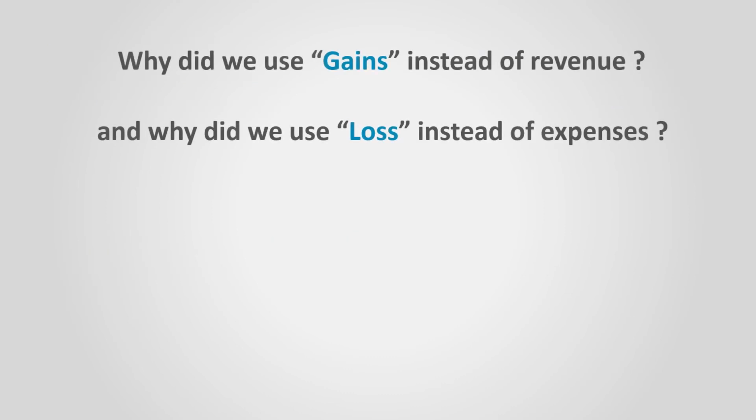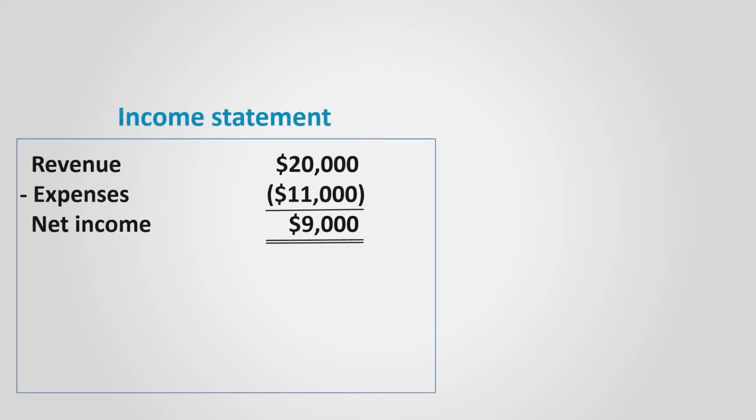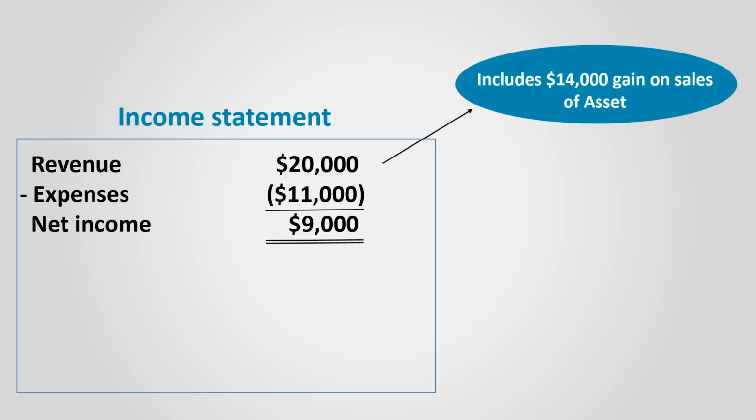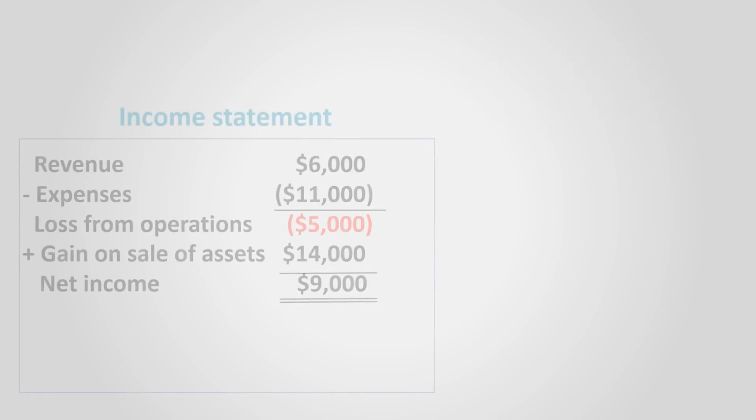Why did we use gain instead of revenues, and why did we use loss instead of expenses? If we look at the company's income statement and assuming that we are not differentiating between revenues and gains on sale of assets, we get a total revenue of $20,000 and expenses of $11,000, so the net income is equal to $9,000. In this case, the reader of the financial statement doesn't know that the revenues included $14,000 of gain on sales of the truck.